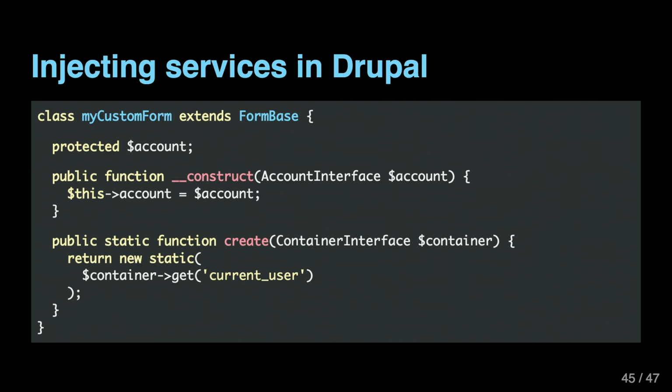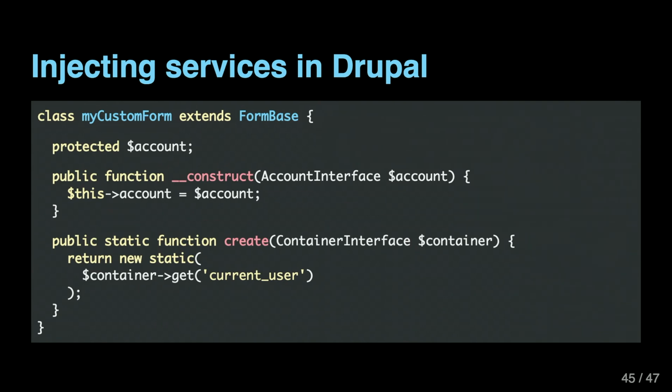So maybe this will help it make more sense. I have a custom form. I'm extending form base. I should also be implementing the container interface. Don't know how I missed that. I have an account variable and a constructor into which I'm passing the account interface to use the account object and to set it to the variable inside my class. Then I have the create function in which I'm calling the current user service to put it into the container, so that I can use it when I'm trying to call methods from the account interface.